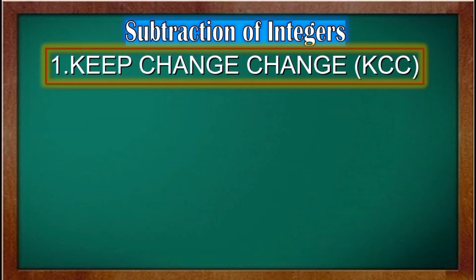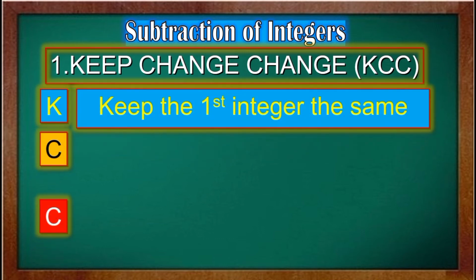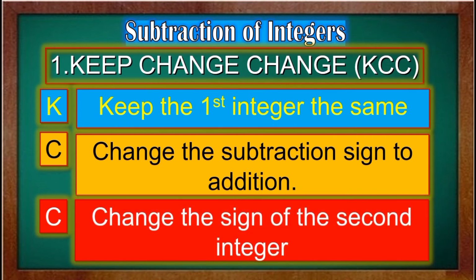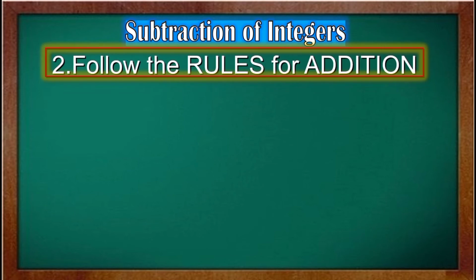Follow this rule number 1, KCC, or keep, change, change. K is for keep, which means keep the first integer the same. C is for change, change the subtraction sign to addition. C is for change, change the sign of the second integer. Then, after that, follow rule number 2, which is to follow the rules for addition.